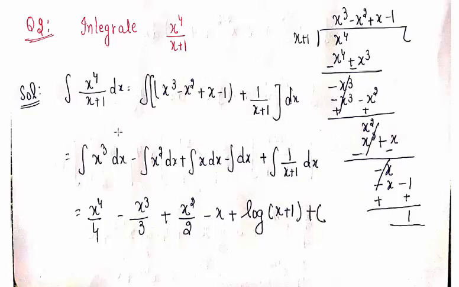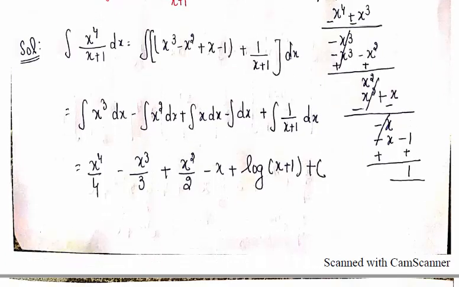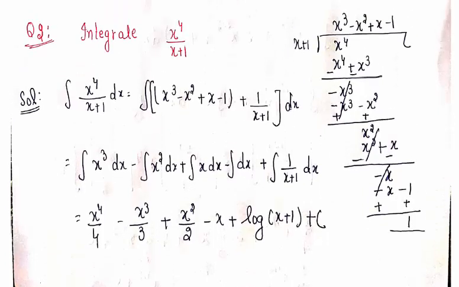Now this can be further written as integration of x cube minus integration of x square plus integration of x minus 1 dx, plus integration of 1 over x plus 1 dx. Now integration of x cube is x raised to power 4 over 4, minus integration of x square is x cube by 3, plus x square by 2, minus x, plus log of x plus 1, plus c. So that is our answer.